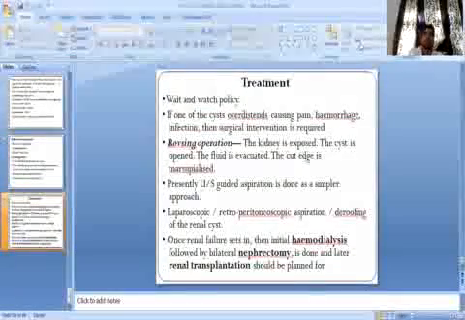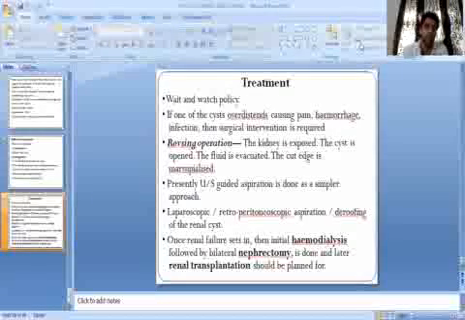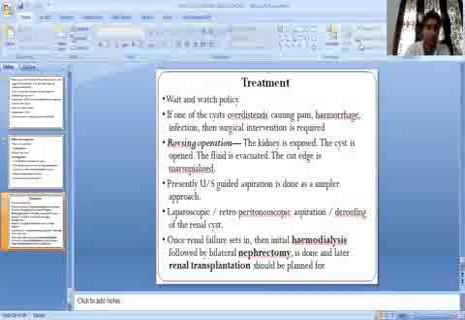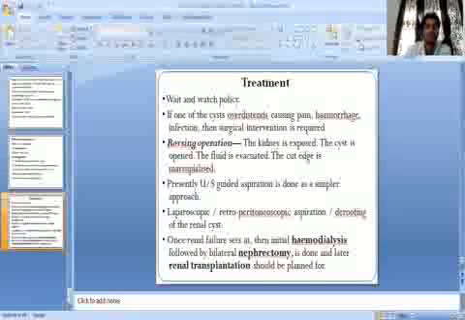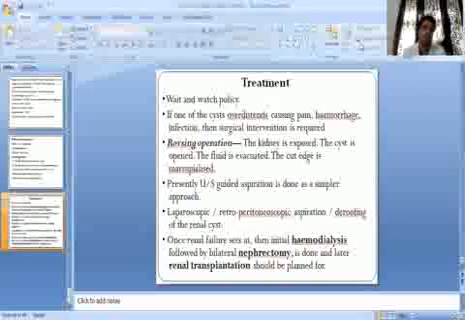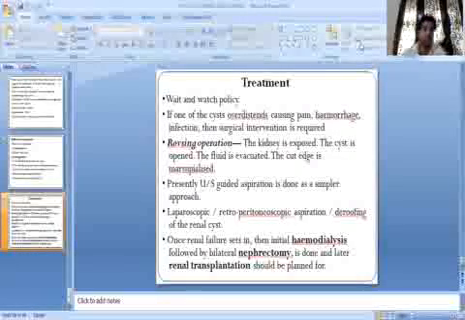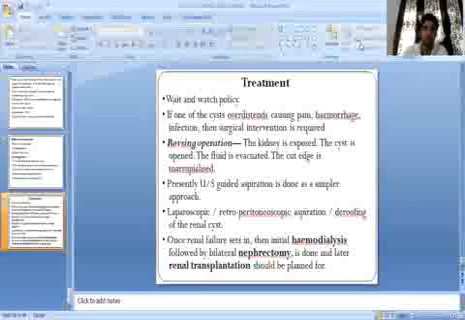Now, treatment: wait and watch policy. If one of the cysts is over-distended causing pain, hemorrhage, or infection, then surgical intervention is required. Cyst operation: the kidney is exposed, the cyst is opened, the fluid is evacuated, and the cut edge is marsupialized. Presently, ultrasound guided aspiration is done as a simpler approach. Laparoscopic or retroperitoneoscopic aspiration and deroofing of the renal cyst can also be done.